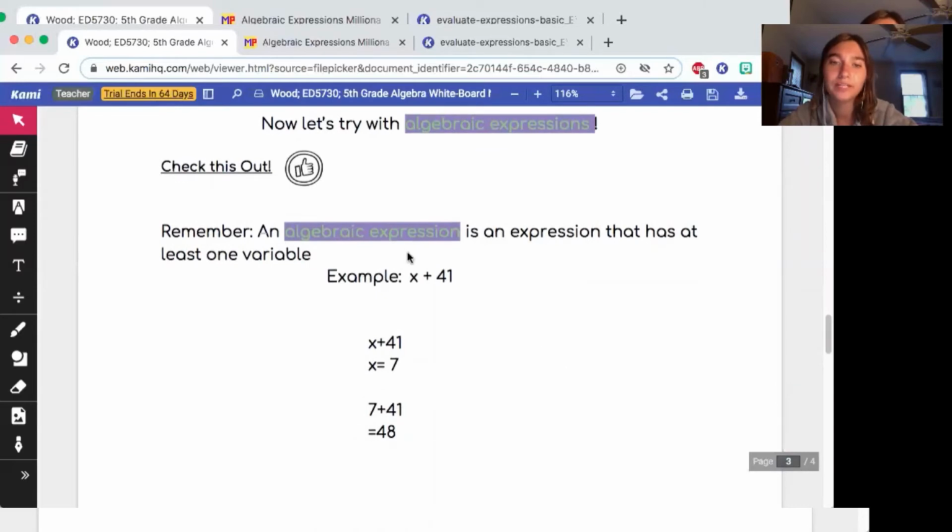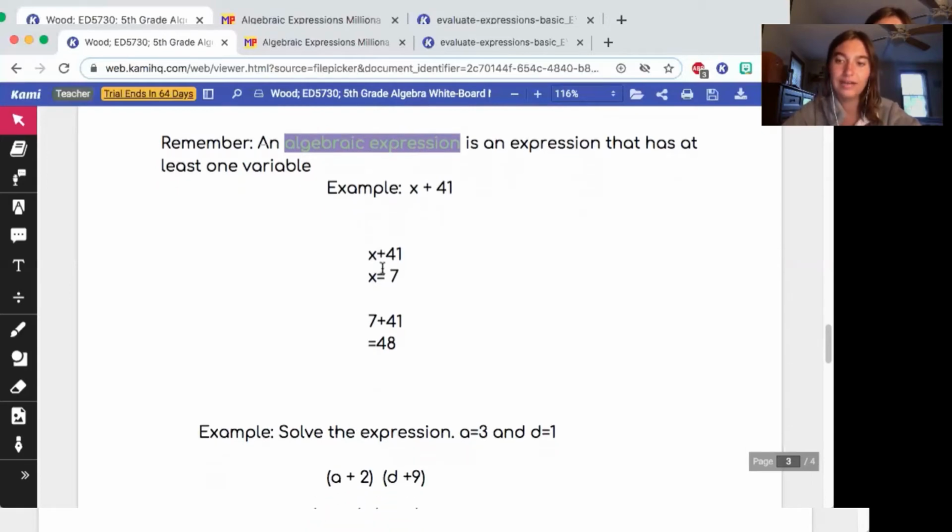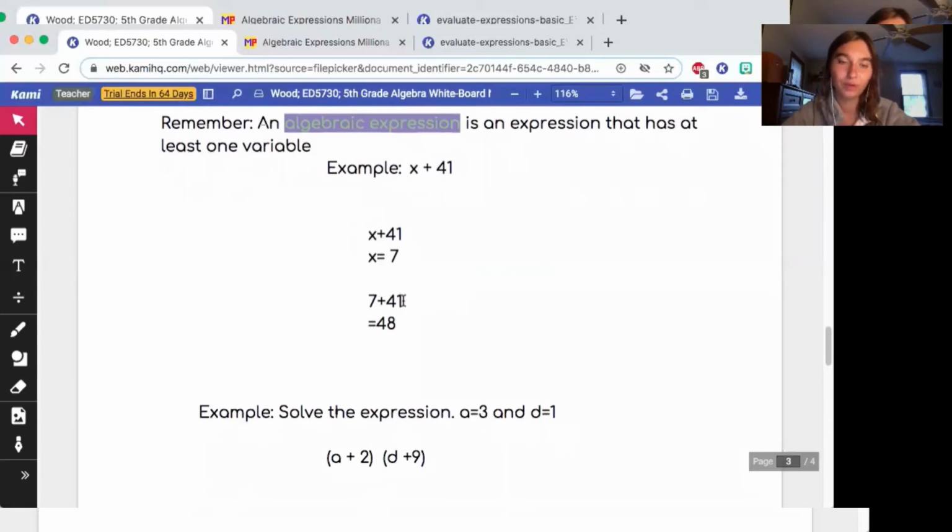Remember, an algebraic expression is an expression that has at least one variable. An example of this would be x plus 41. So in this, the variable that we're trying to find is x. The variable in this expression is x. Let's look at our example and see if we can solve the expression. The directions are telling us that x now equals 7. So here, let's think of our code and put 7 in for x. Now our expression reads 7 plus 41, which equals 48.